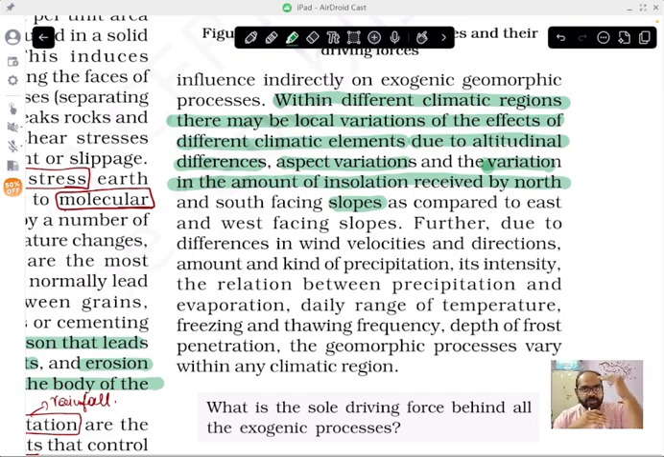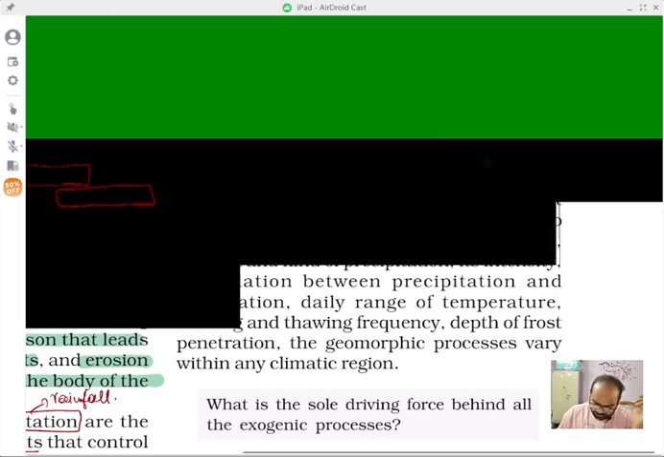See, within the climatic regions also, these exogenic processes operate differently. They operate differently from climatic region to climatic region. They also operate differently within the same climatic region.